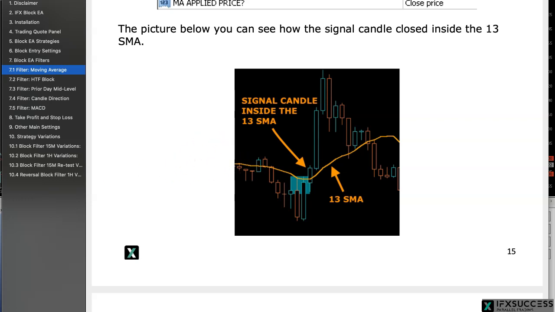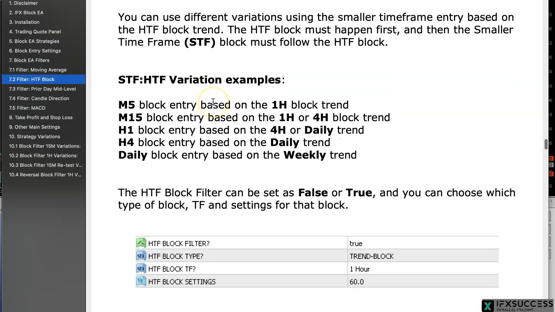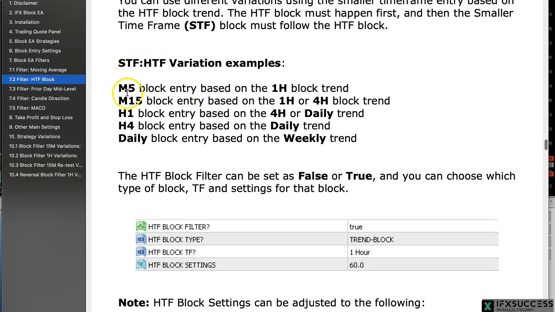Or you can also use it as a higher time frame trend. We can use the 200 exponential, which is a very famous one. So if the price is above the 200 on a 4 hours, then it's going to look only for entries on 15 minutes or whatever time frame that you wish. Here we also have the higher time frame filter, which we have spoken about. So how does it work? That means we can have a 5-minute block entry based on a 1-hour block trend entry. We can have a 15-minute block entry based on a 1-hour, a 4-hour block entry, a 1-hour block entry based on 4 hours or daily, and so on and so forth.